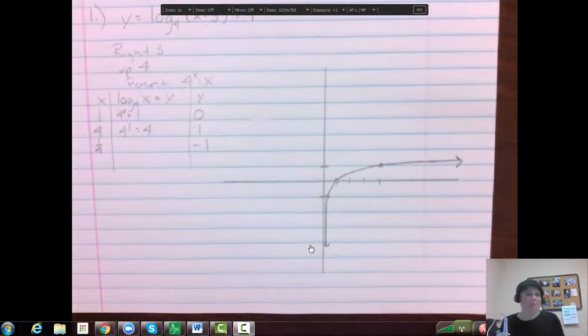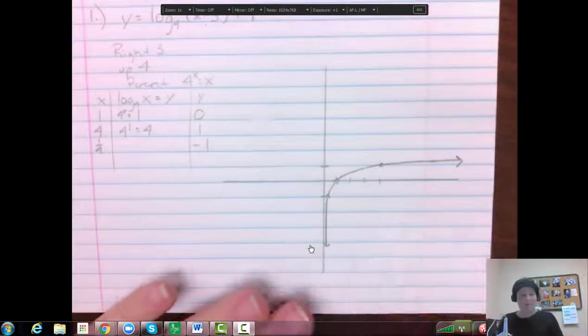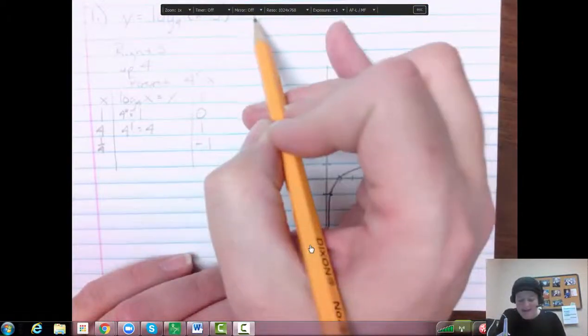All of them look similar, base 10, base 4, base 3. It just depends on how quickly it turns. The number does affect it, but it's not much different. So this is a general graph of a log, but this is not the graph of this function. What would this do? Well, you would take each of these points that we have and move them to the right 3 and up 4.